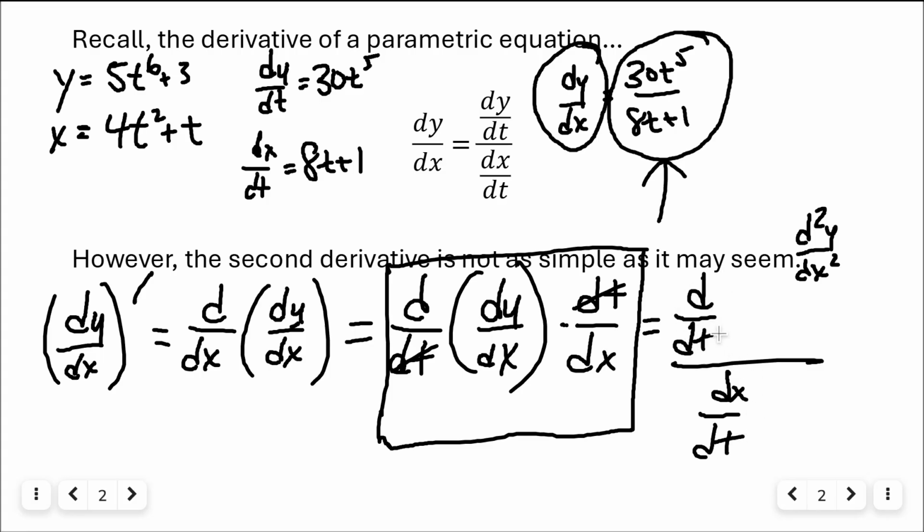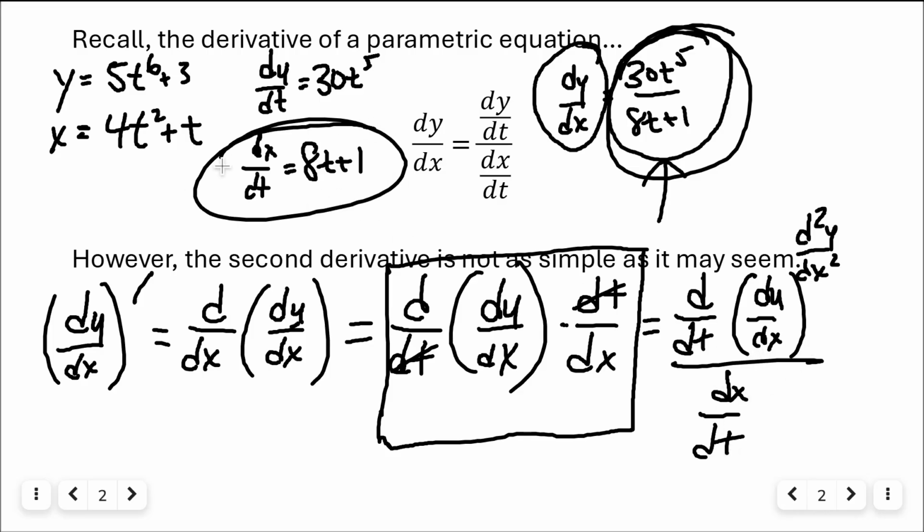So now I'm going to find the derivative with respect to t of dy/dx. That means derive dy/dx with respect to t, where the rules apply to t's. That will be in the numerator. And I'm going to divide this by what I call a correction factor of dx/dt. So that's dx/dt, which goes in the denominator of what I have here. And that is the correct second derivative with respect to x of dy/dx.